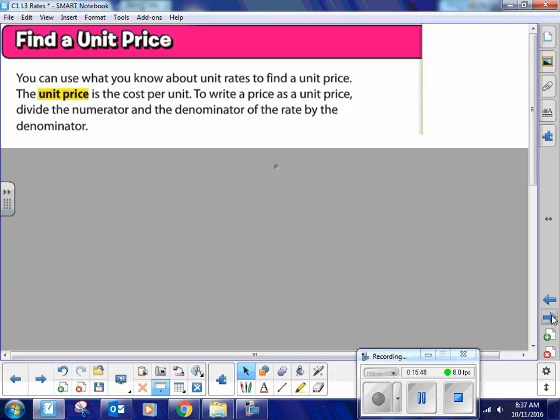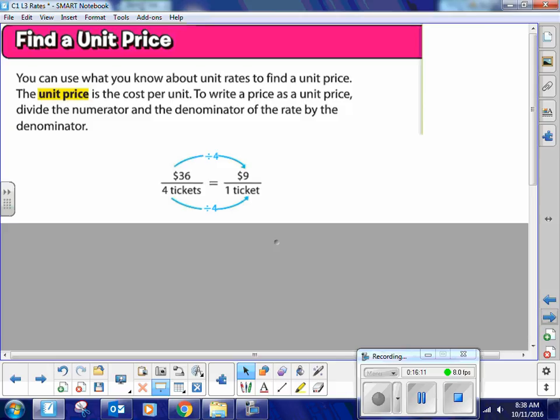Okay, find a unit price. This is the same thing that we've been doing, just now with money. You can use what you know about unit rates to find a unit price. The unit price is the cost per unit. To write a price as a unit price, divide the numerator and denominator of the rate by the denominator. So if it's $36 for 4 tickets, you divide by 4 to get it down to 1 ticket, and it would be $9 a ticket.